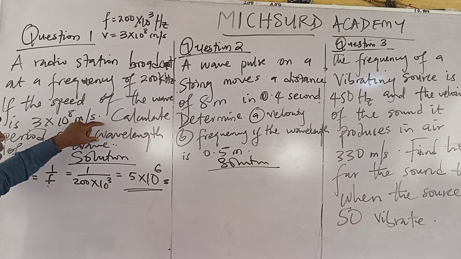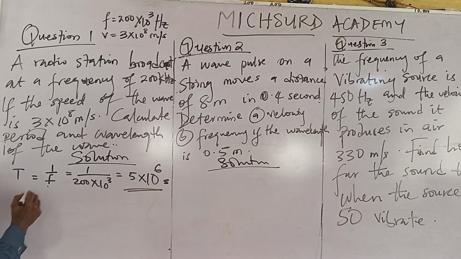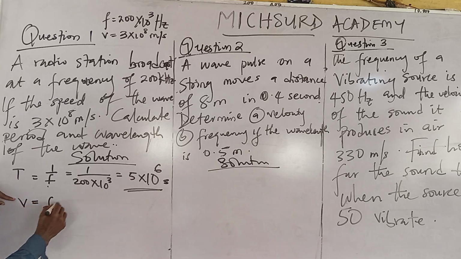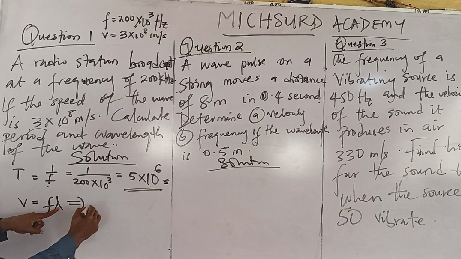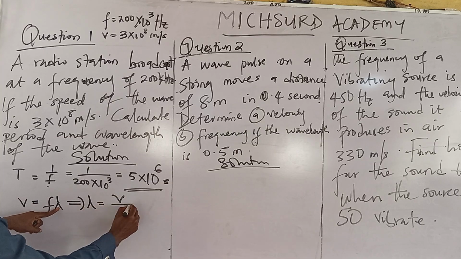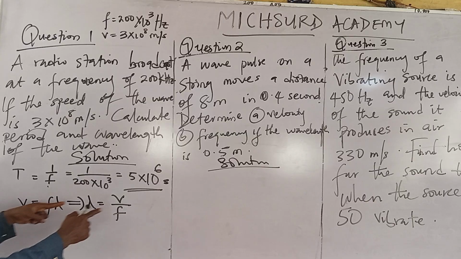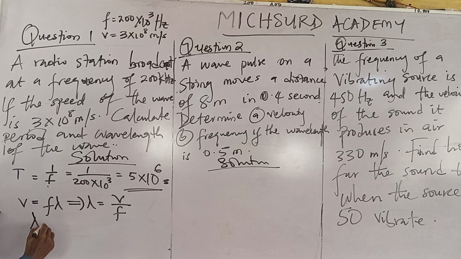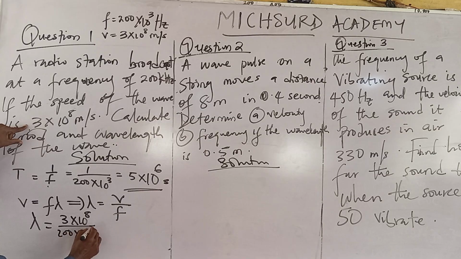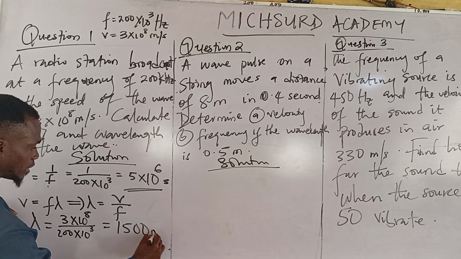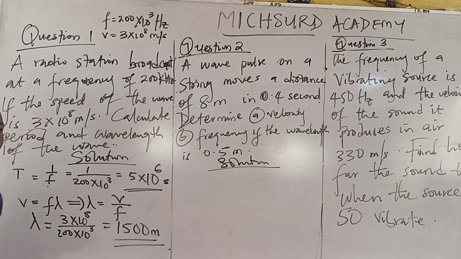Now we are also asked to find the wavelength. From the wave formula, we have that V is equal to F lambda. So to get the wavelength, which is lambda, we are going to make lambda the subject of the formula. Lambda will be equal to V all over F. So I divide through by F. So my lambda will be V, which is the speed, 3 times 10 raised to the power 8, all over the frequency, which is 200 times 10 raised to the power 3. If you punch this in your calculator, this will give you 1,500 meters. So that becomes the wavelength.